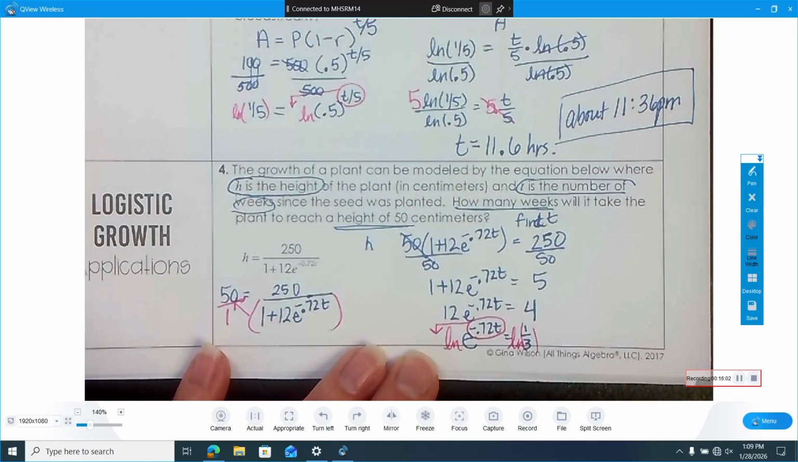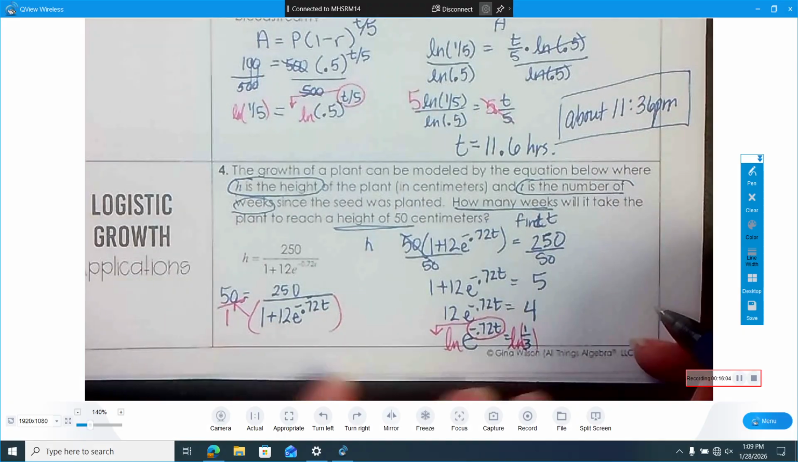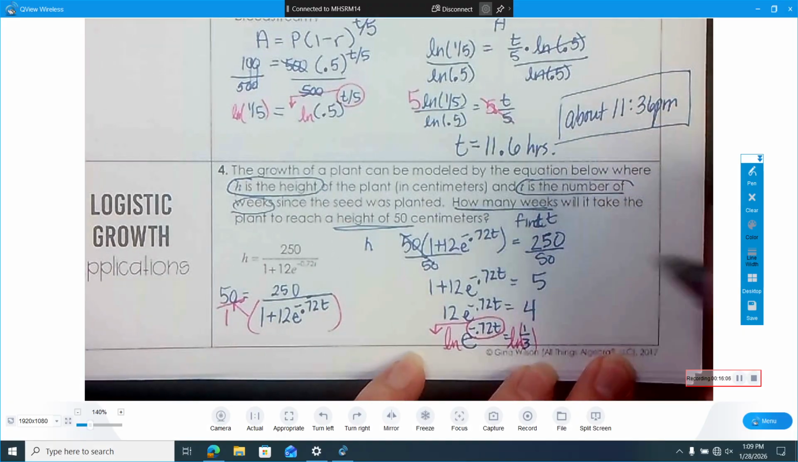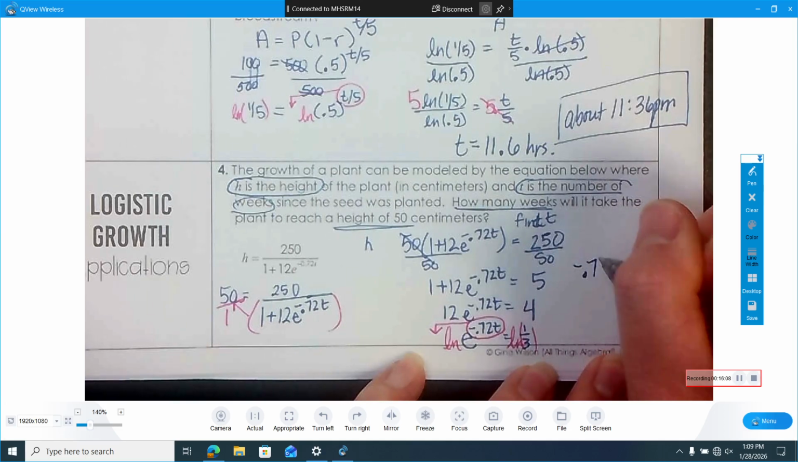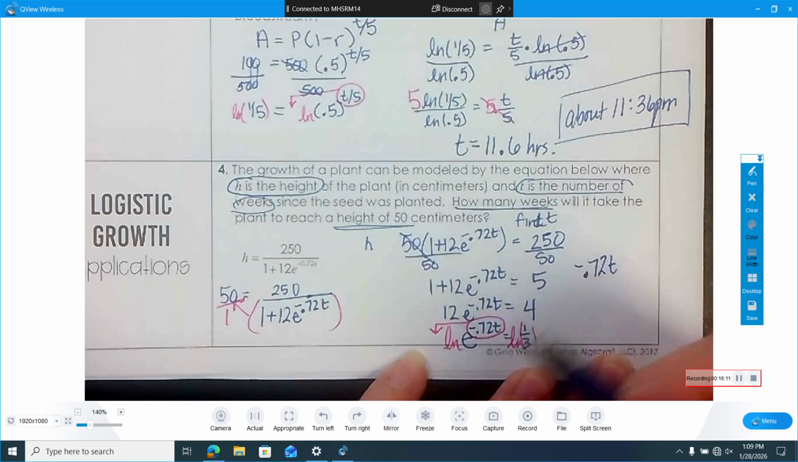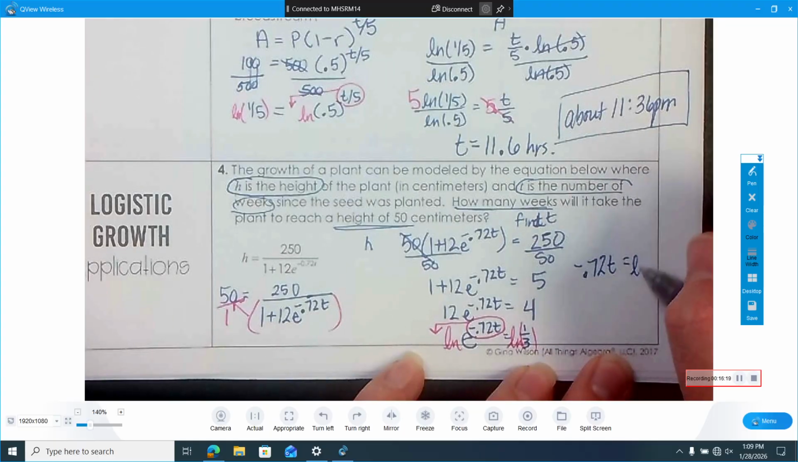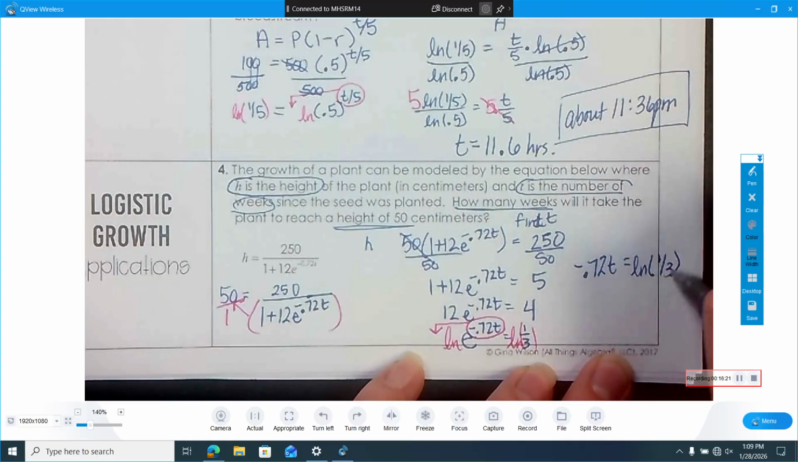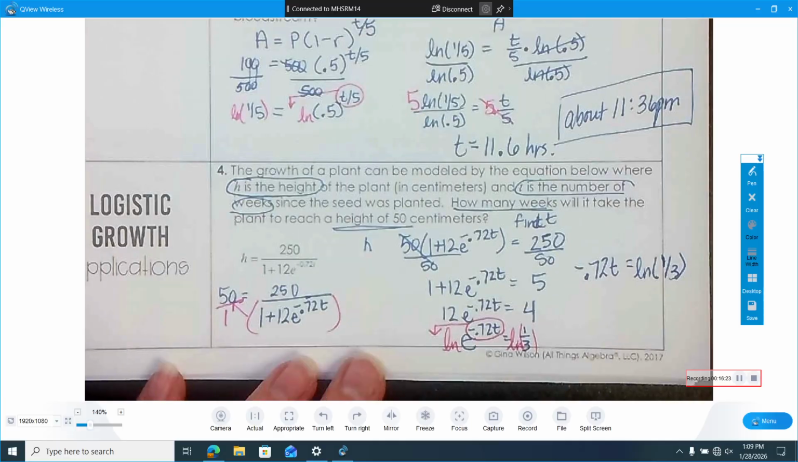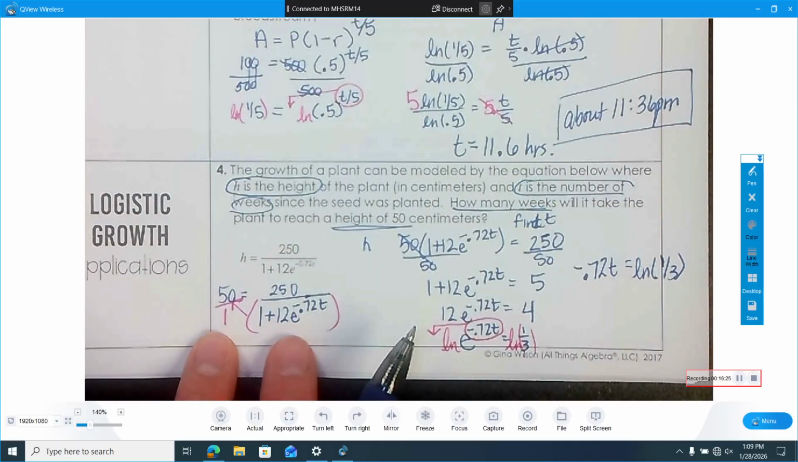Follow along there, Scott? Negative 0.72t. What happens with the natural log of e? You got lost too? All right, we'll go back. And then we have the natural log of 1/3. All right, let me walk it back here. What happened at the start?